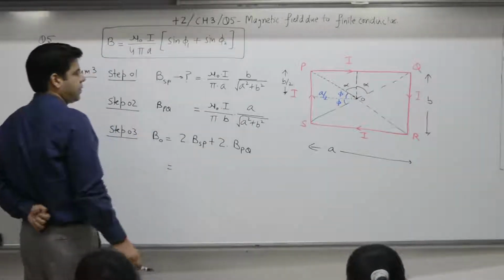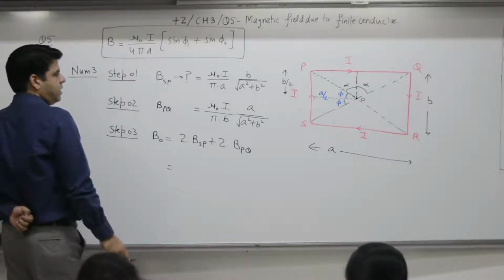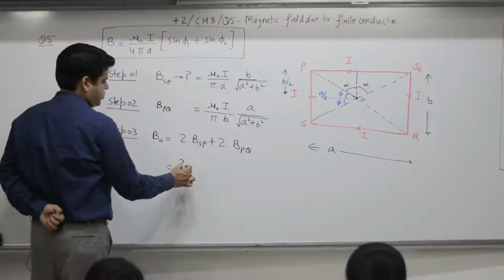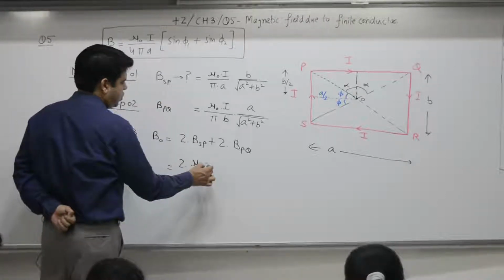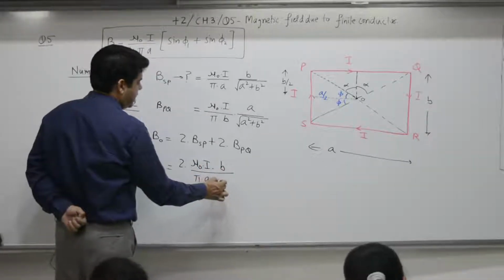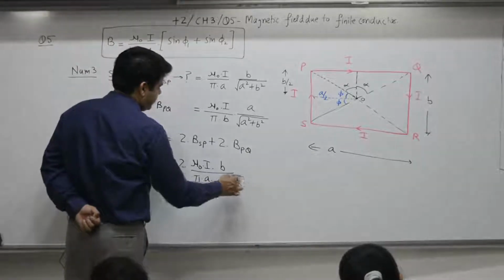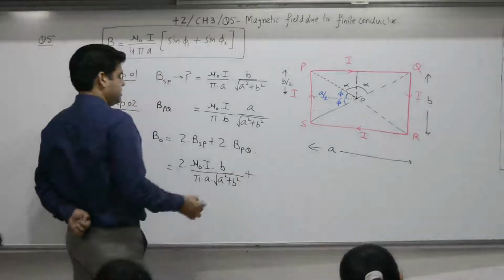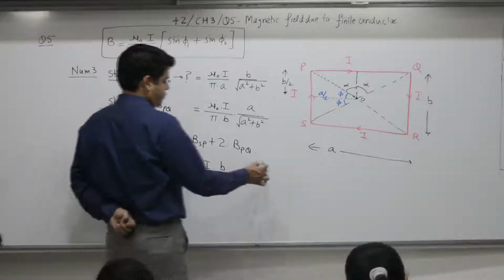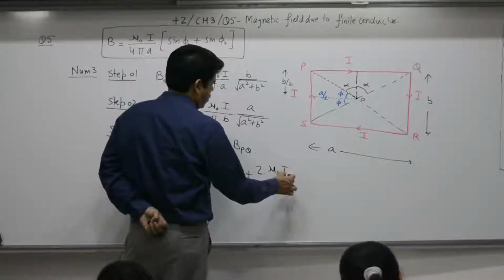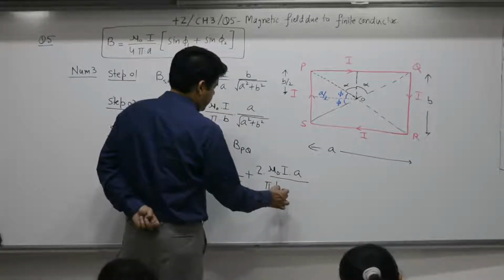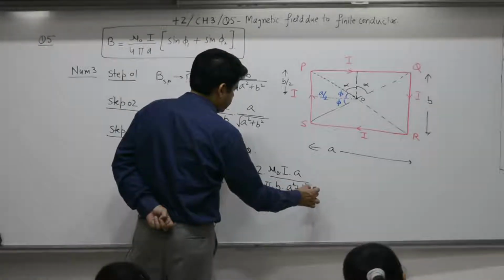Nu naught I pi, A square B square is common. So first, 2 times nu naught I B over pi A square plus B square under root, plus 2 times PQ, nu naught I by pi B A square plus B square under root.